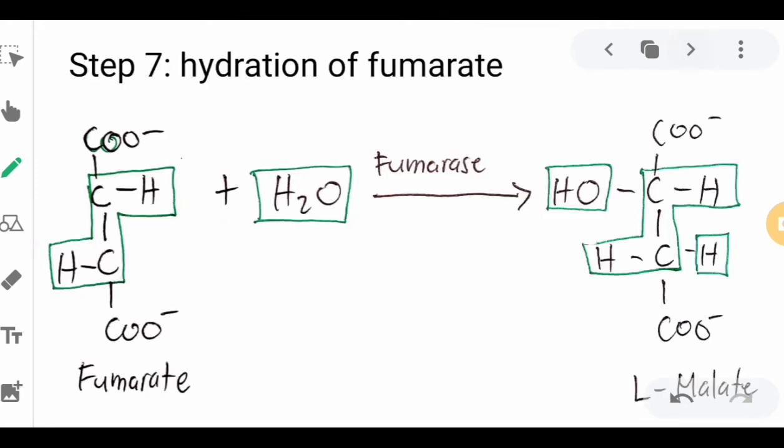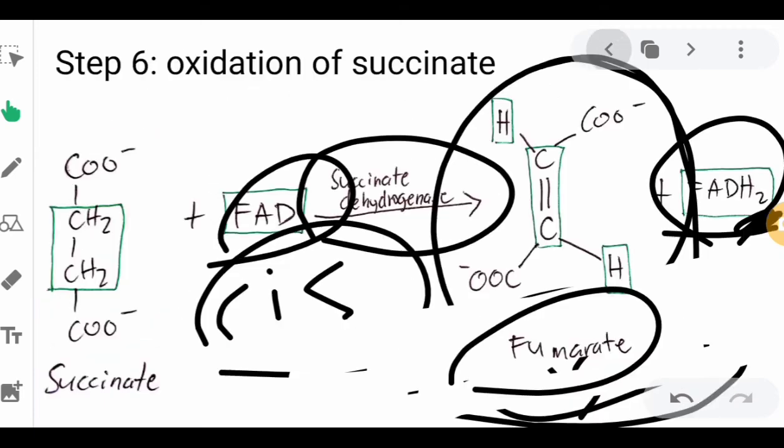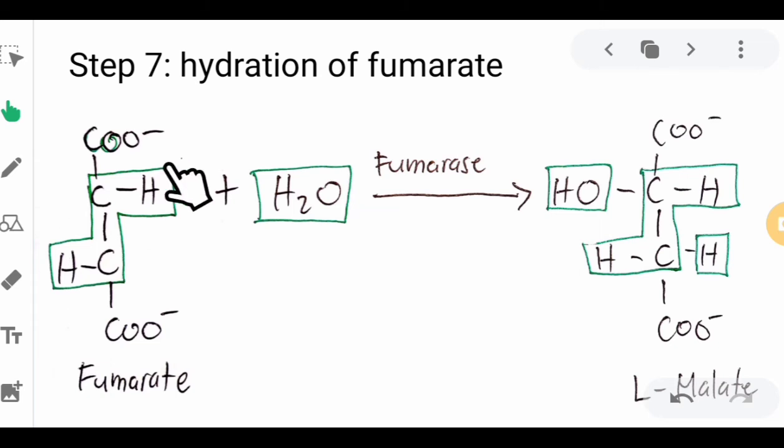And then we have here step 7, hydration of fumarate. We will add water on the fumarate, and if you add water on that, this is the product we have here, and this is the same. They are on opposing sides, the hydrogen, and with the help of water and the enzyme fumarase for the hydration, the HO or the hydroxyl of the water will be placed at the second carbon, and the other hydrogen will be placed at the third carbon, and you will now have the L-malate.